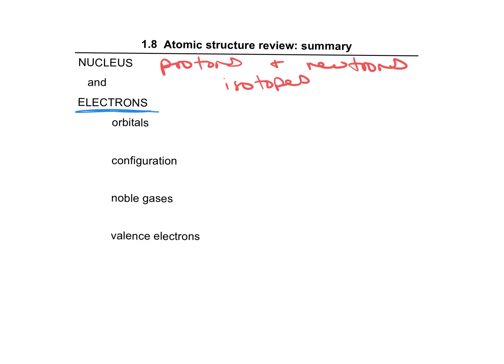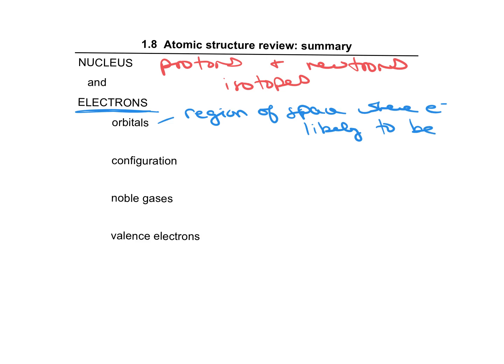So remember, electrons exist in orbitals, and this is the region of space where electrons are likely to be, because we're thinking about the probability of finding them within a particular space. And with orbitals, they have size, they have shape, and for some of them, they have direction. When we think about the electron configuration, this describes the organization of electrons in an atom. How many electrons are in which orbitals?